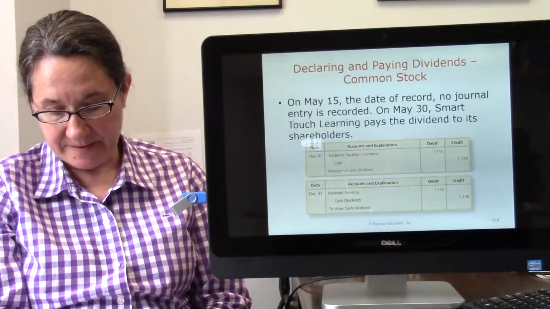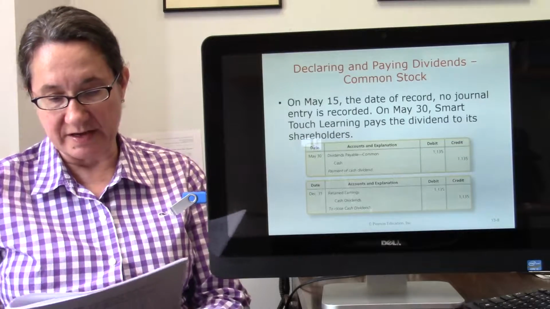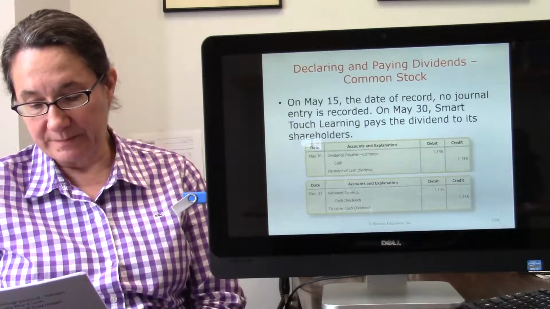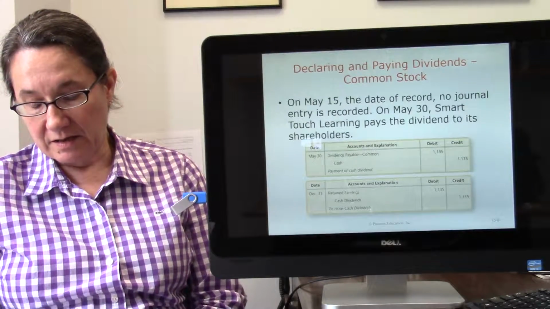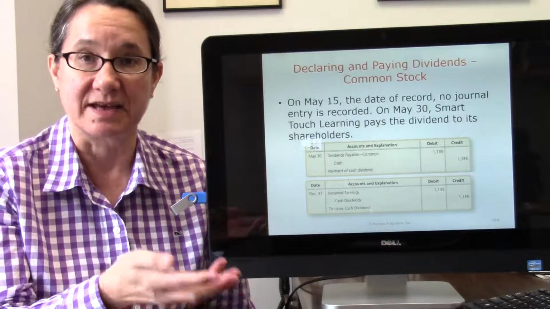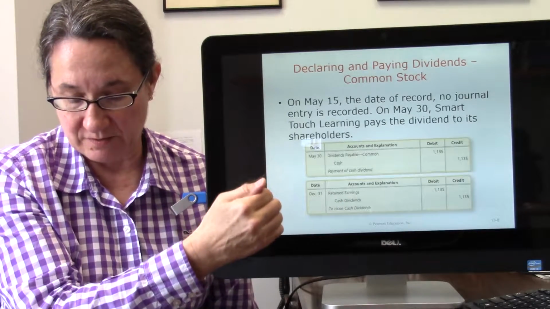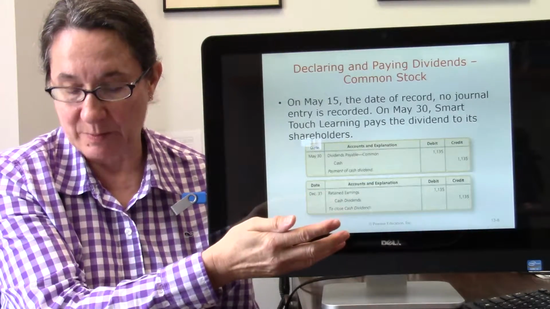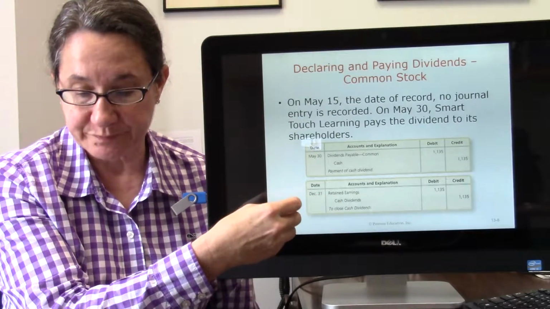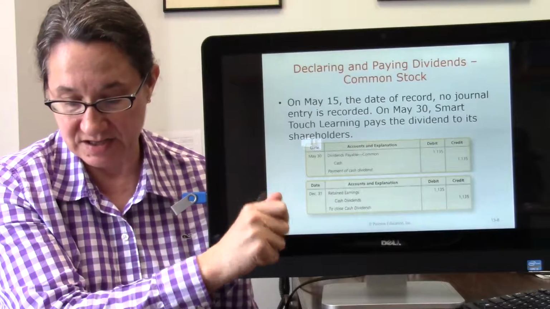To pay the dividend on the payment date, May 30, Smart Touch Learning debits dividends payable, common, and credits cash. So you actually pay that out, right? And of course you pay cash dividends with cash. So you debit dividends payable because you're getting rid of that liability, and you credit cash because you're decreasing the asset cash.